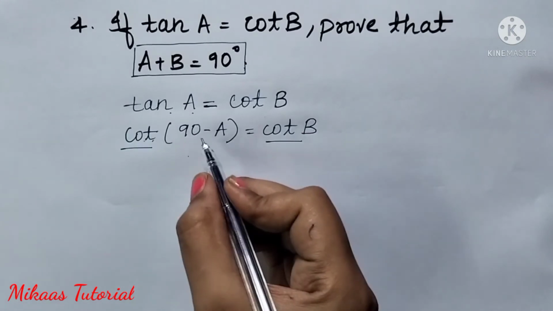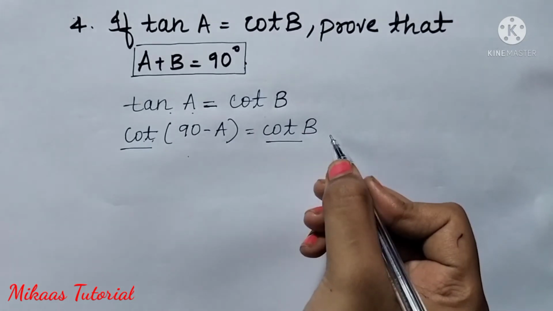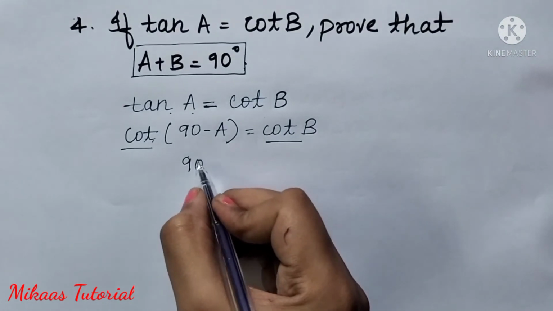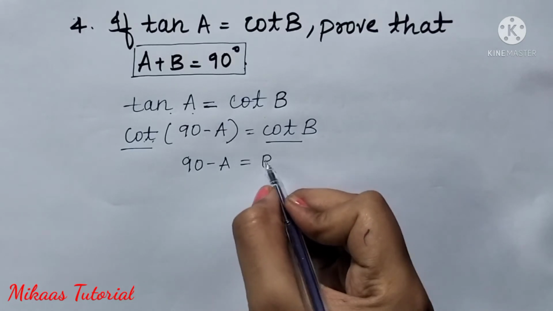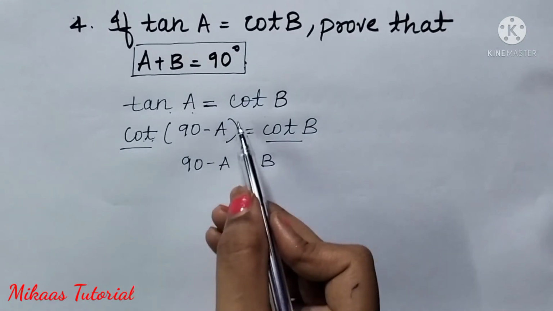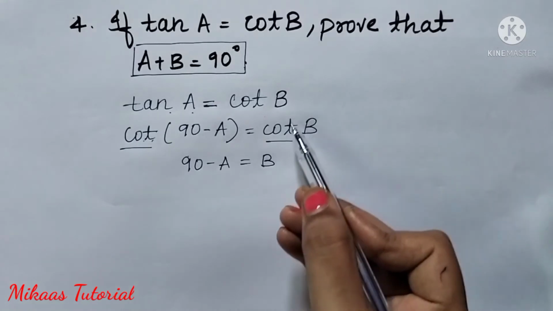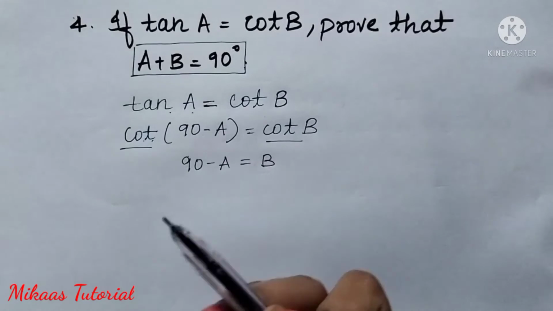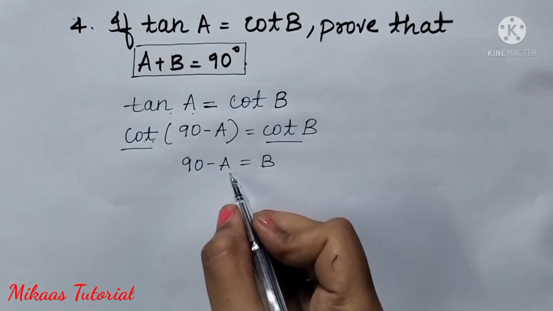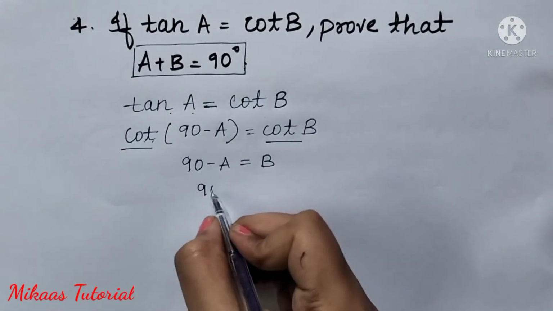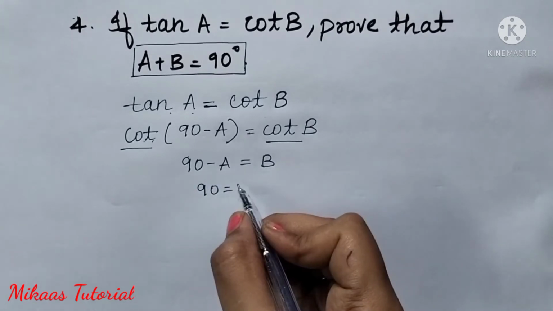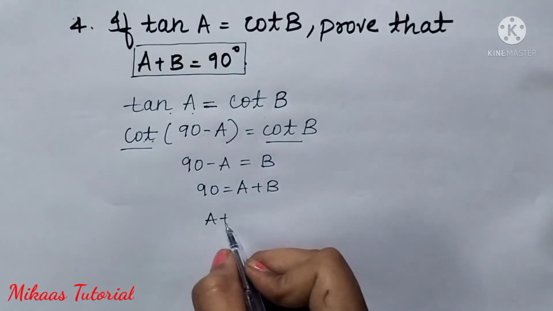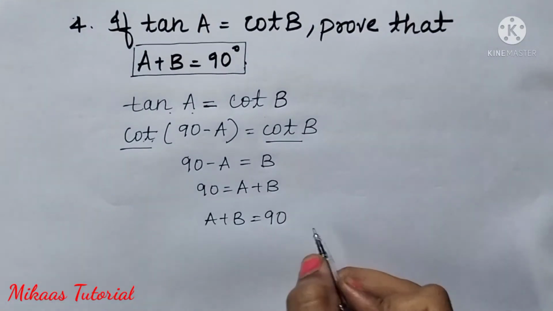What will you get? Cot theta is equal to cot alpha. So this theta and alpha will be the same. Means 90 minus A is equal to B. How did you get this? Because cot theta is equal to cot theta. So this theta should be equal, no? Then only can we match this cot theta and cot theta. So 90 minus A is equal to B. 90 is equal to B, and this minus A will go to the other side, meaning plus A. A plus B. What did you get? A plus B is equal to 90 degrees.